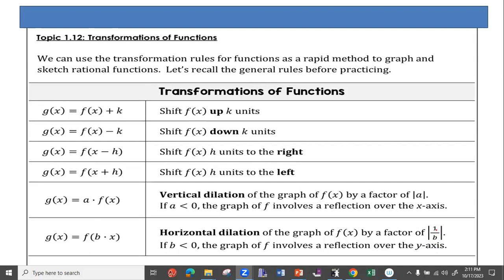All right, what's the purpose of this? Well, the transformation rules are basically a quick shortcut way to sketch any parent function after transformations. Okay, so with that understanding, we have to remember where the parent function starts. So for this, you should have a little space where we're going to draw our parent function of the rational function.